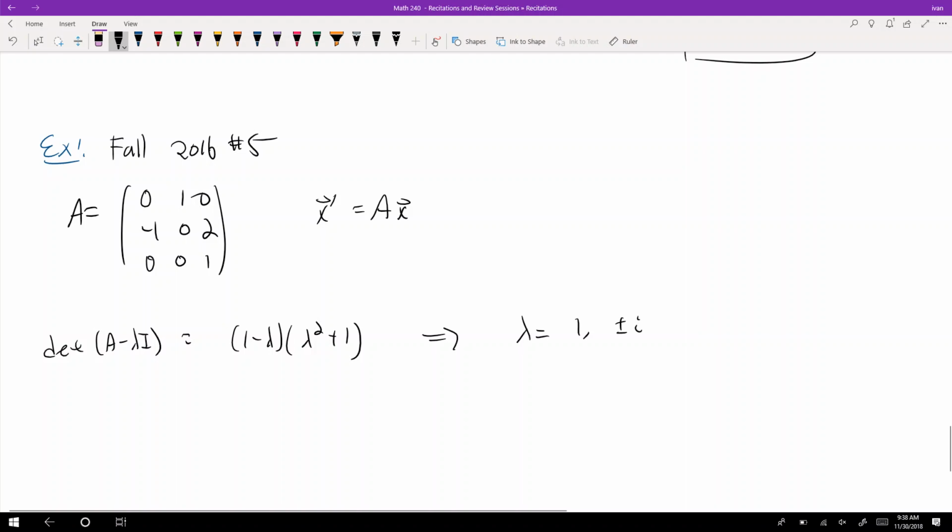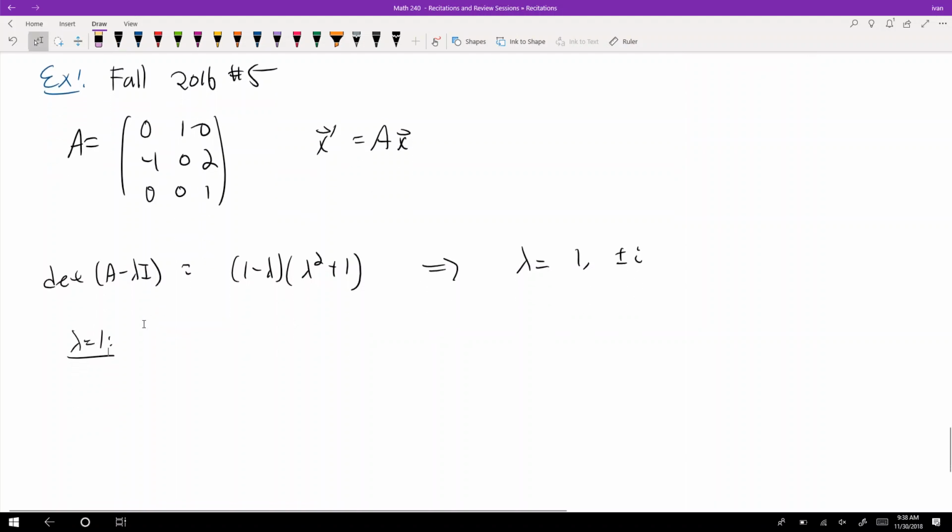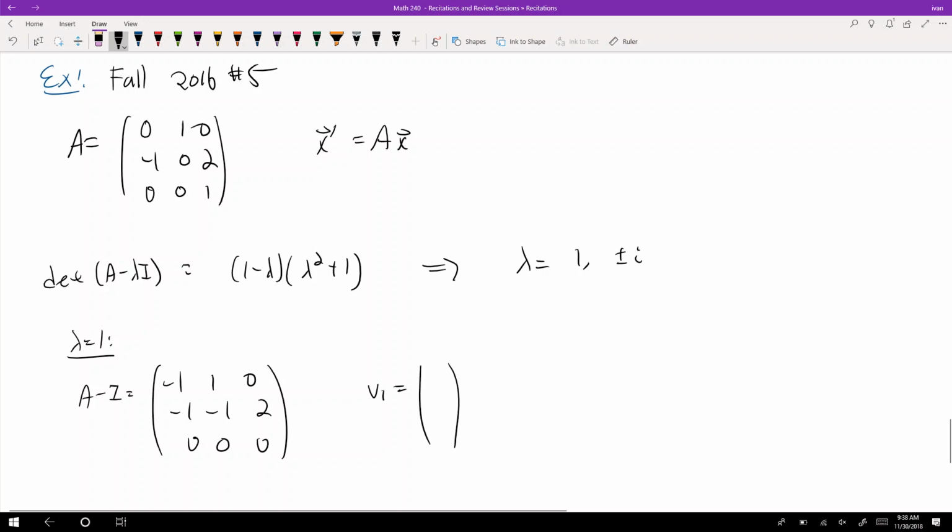All right, so we got lambda equals 1, plus or minus i. What do we do now? Okay, so let's take a look at the lambda equals 1 case, because that's going to be the easiest one to work with. Lambda equals 1, that's A minus I, which is negative 1, 1, 0, negative 1, negative 1, 2, 0, 0, 0. Okay, so what's an eigenvector? Looks like (1, 1, 1). Okay, so (1, 1, 1) will work.